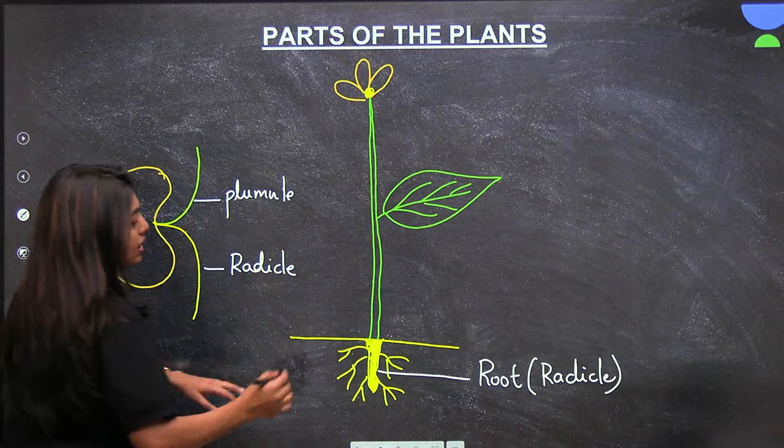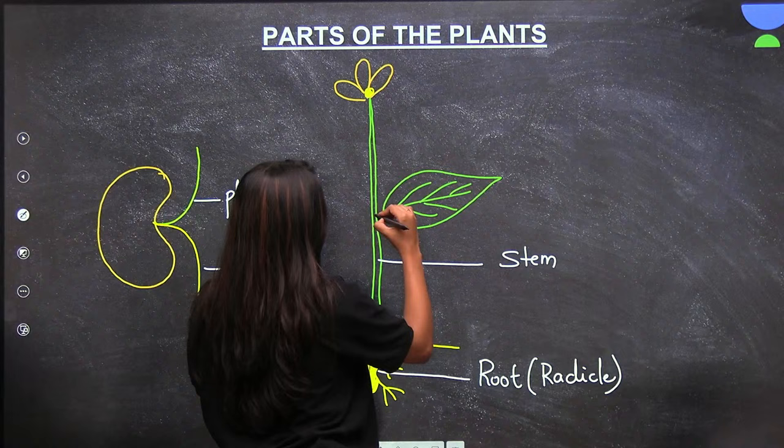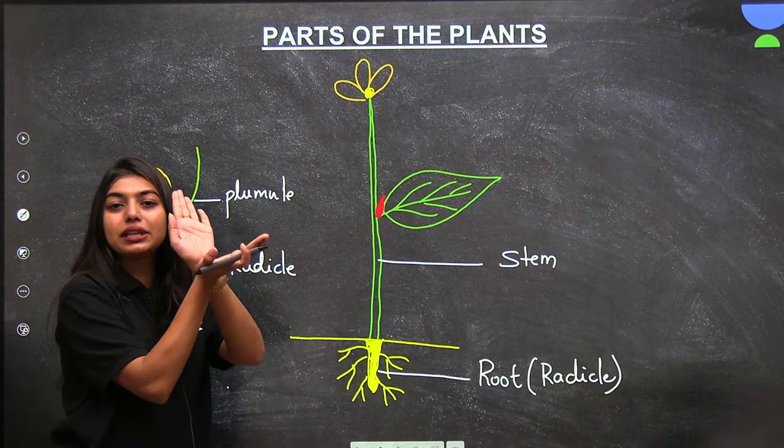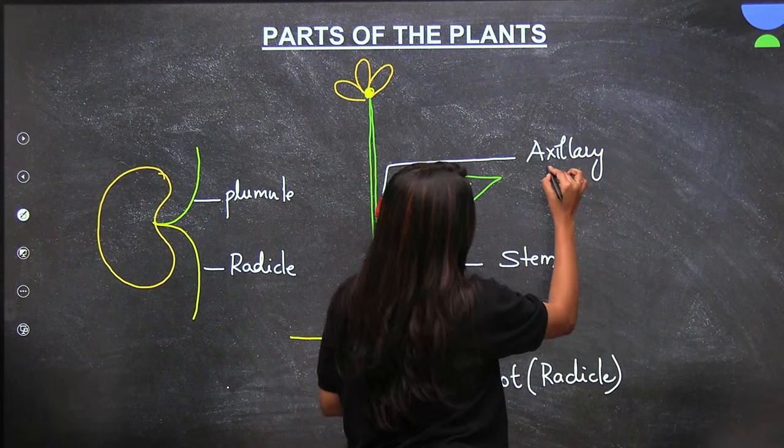This is your leaf. Now, imagine there is a bud formation here in between the leaf and the stem. A bud formation between the leaf and the stem. This bud is called your axillary bud. Very important concept in your introduction that they have given. Axillary bud. That means the bud has been formed.